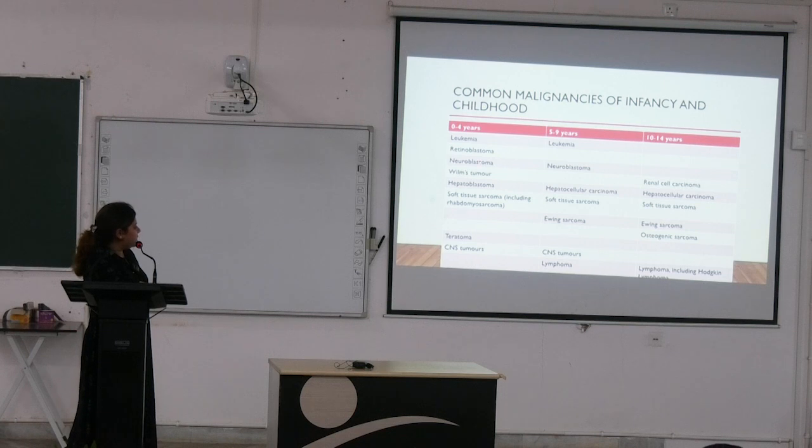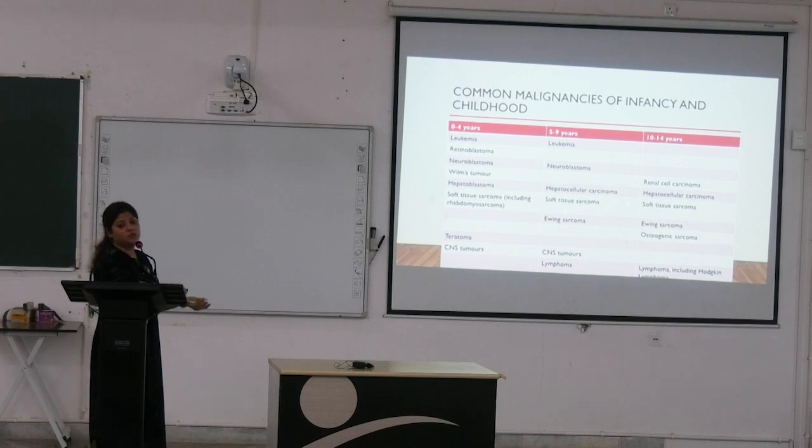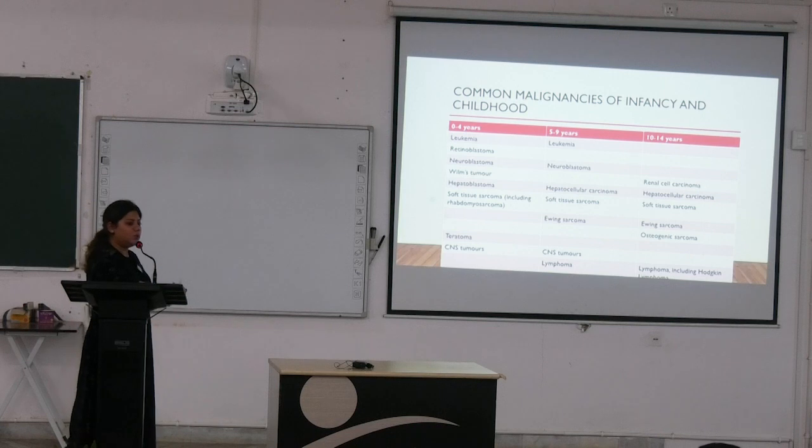Next, retinoblastoma. For 0 to 4 years age, it is retinoblastoma, neuroblastoma, Wilms, hepatoblastoma, soft tissue sarcoma, teratomas, CNS tumors, mostly medulloblastoma. For 5 to 9 years age group, it is leukemia, neuroblastoma, hepatocellular carcinoma. The hepatoblastoma presents in 0 to 4 years. If it presents at 5 to 9 years or 10 to 14 years or even older, it's usually hepatocellular carcinoma. Blastomas usually present in the infantile age group, 0 to 4 years.